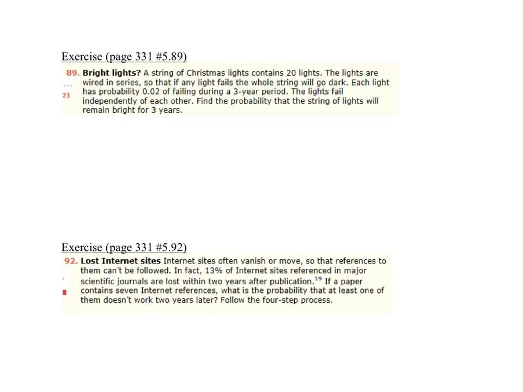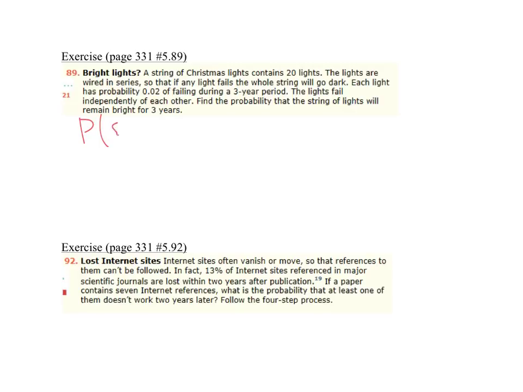Please turn to page 34. I'm only going to do problem 89 here at the top. Just in time for Christmas, we have a string of lights with 20 lights on it. Lights are wired in series so that if any light fails, the whole string goes dark. Suppose it's known that each light has a probability of 0.02 of failing in a 3-year period, and all the lights fail independently of each other. Find the probability that the string of lights remains bright for 3 years.